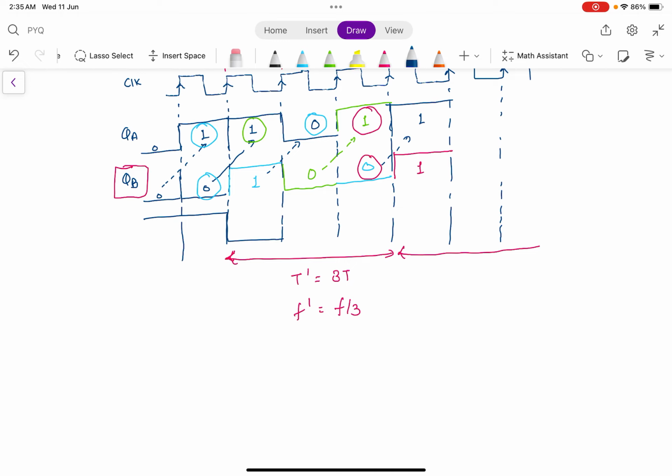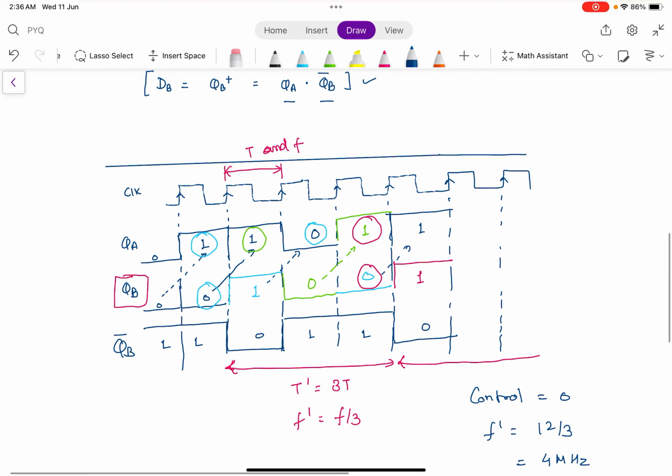I am drawing the signal of QB complement. Nothing will change with frequency. This is 1 1 0 1 1 0. So the time period and frequency remain the same. This is for QB complement. So when the control signal is 0, the frequency becomes 12 divided by 3, which is 4 megahertz.